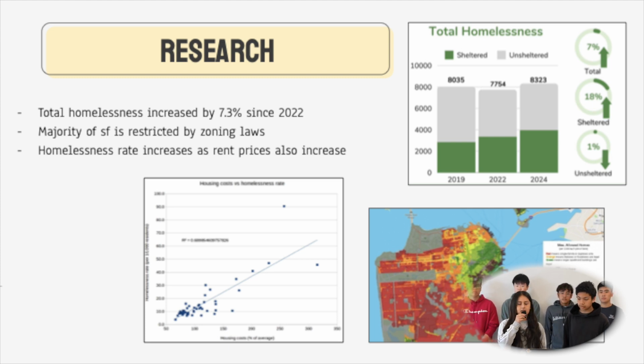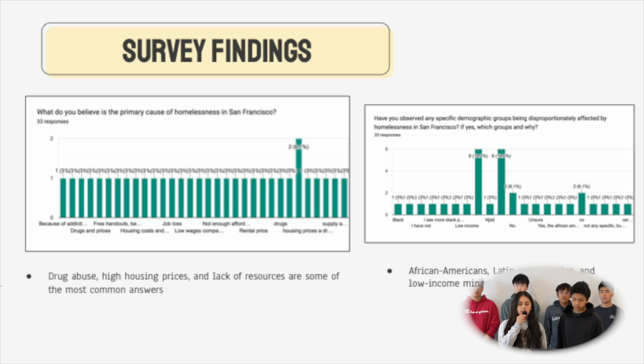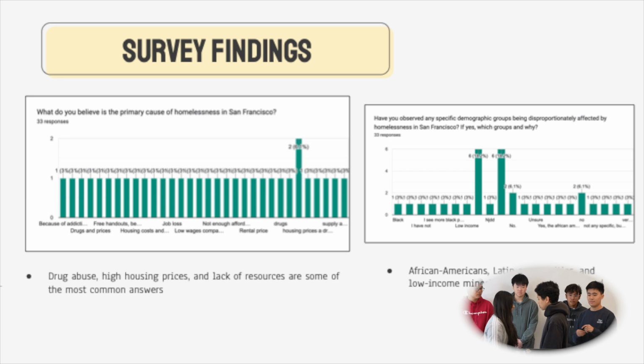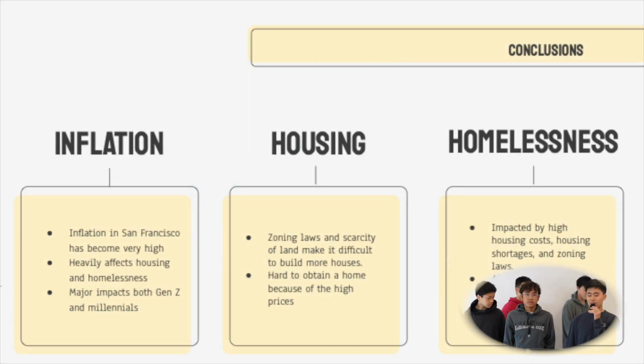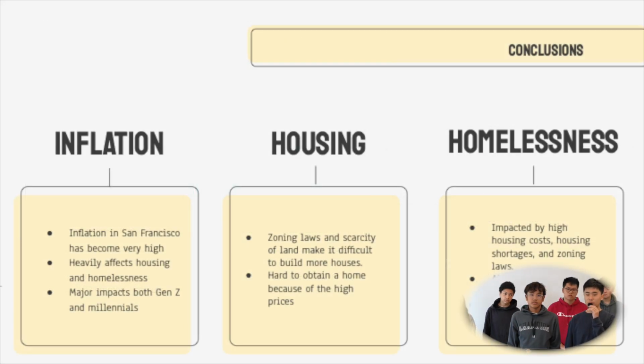We also conducted a youth survey in which our most notable findings were that drug abuse, lack of resources, and high housing costs were impacting homelessness, as well as minorities and low-income households. So to conclude, everything about inflation is affecting the SF economy as it affects both housing and homelessness, and affects both Gen Z and millennials.